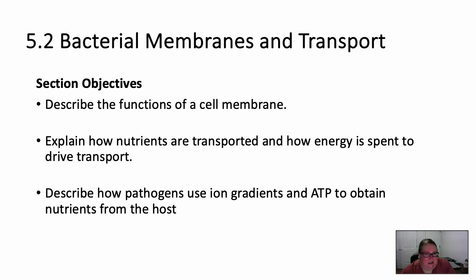Okay, so our section objectives for 5.2 are: you need to be able to describe the functions of a cell membrane. You need to be able to explain how nutrients are transported and how energy is spent to drive transport. And you need to be able to describe how pathogens use ion gradients and ATP to obtain nutrients from the cell.